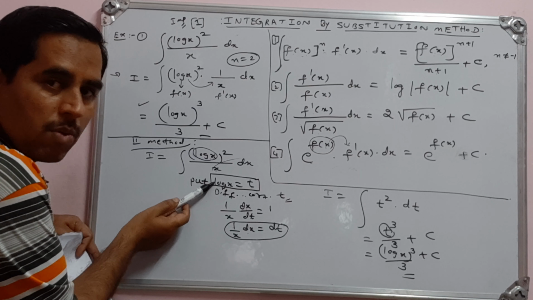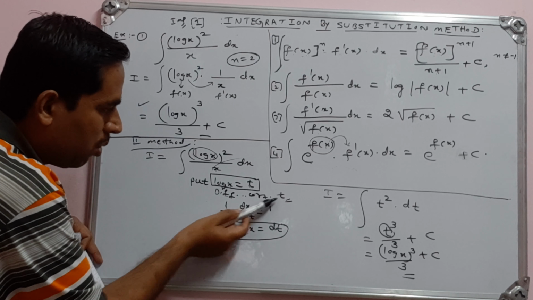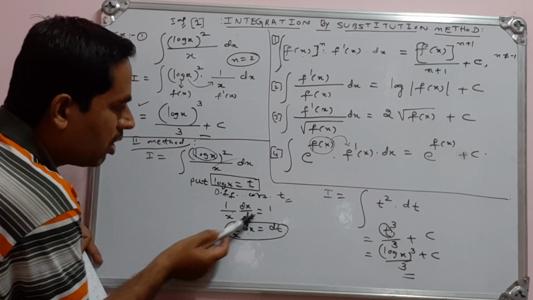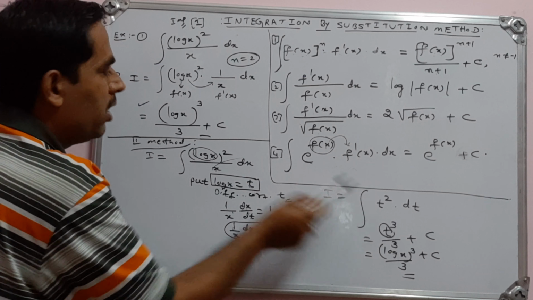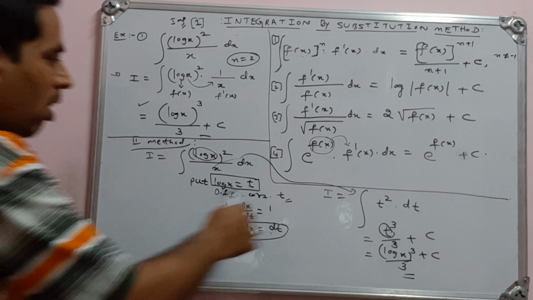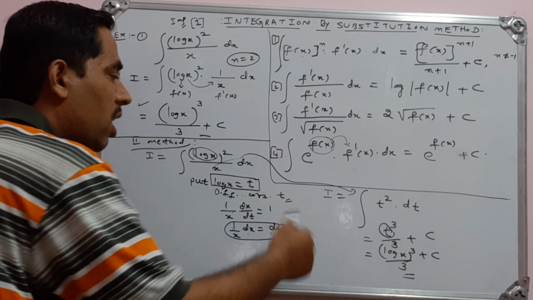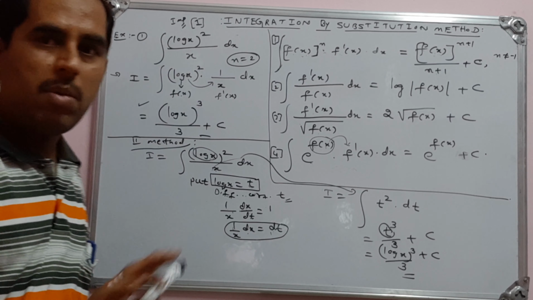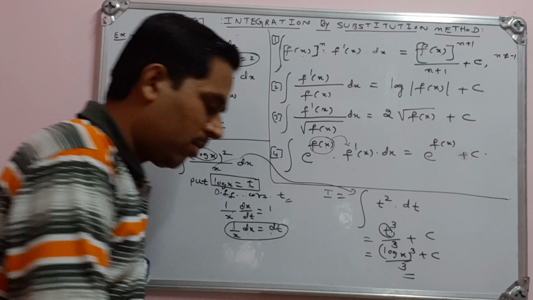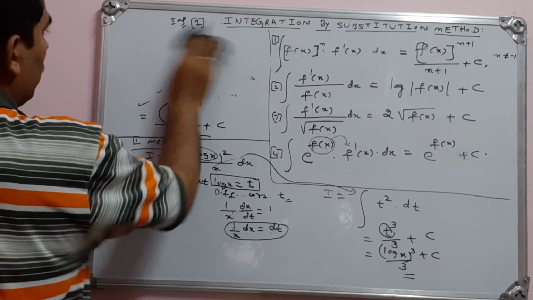Substitution means you select one function and substitute it as t. Then you differentiate both sides with respect to t. Then 1 by x and dx is dt into 1, which is dt. Then this reduces to this form. Then you integrate this. This is called substitution method. We can do this problem like this also, or like this also. Any method, you will get the same answer, and the marks will be the same. Okay, so let us go for the second example.